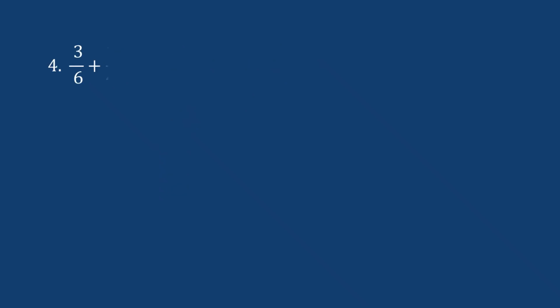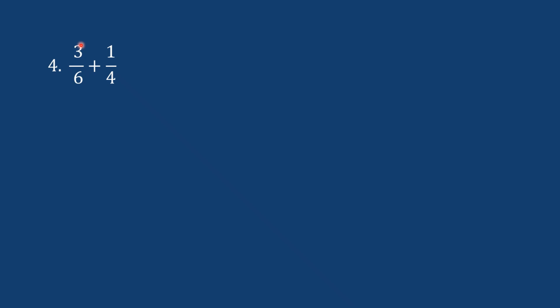Example number 4. 3 over 6 plus 1 over 4. These two fractions are unlike fractions because their denominators are not the same. Let us make them the same. We cannot multiply 6 by a certain number to get 4. And we cannot multiply 4 by a certain number to get 6. But if we multiply 6 by 2, we get 12. And if we multiply 4 by 3, we get 12.